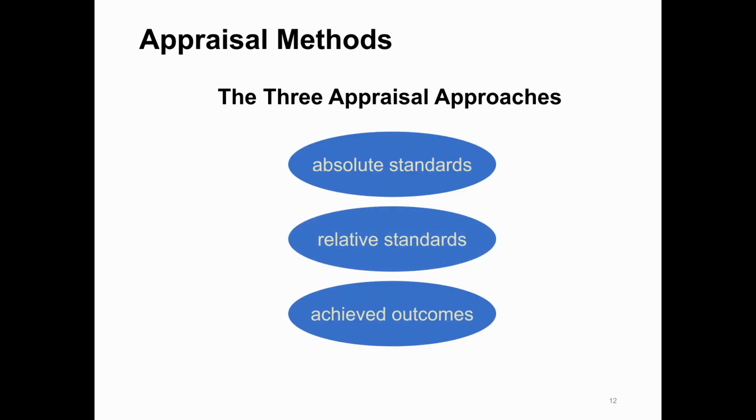Now let's talk about what three appraisal approaches are basically available. There can be more, but most of those approaches come under these three big umbrellas. So one of the appraisal approaches is about absolute standard. Then performance management could be according to the relative standard. And the last is about the achieved outcome. Now we'll look at all of those in detail.